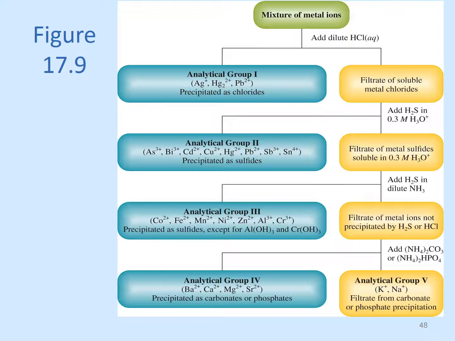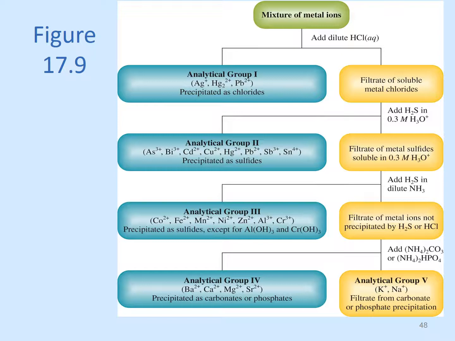So now take that filtrate of soluble metal chlorides, which have all these others, anything but silver, lead, and mercury, and now add a little bit of H2S in 0.3 molar acid. So what's going to happen?